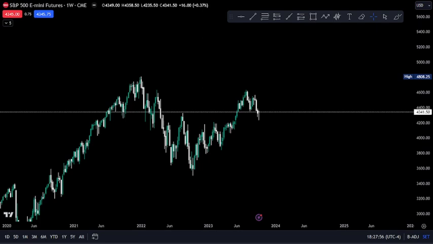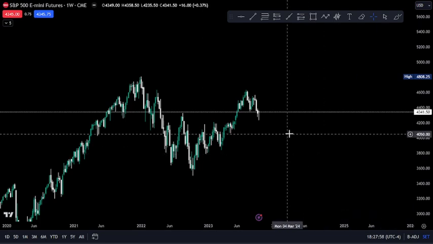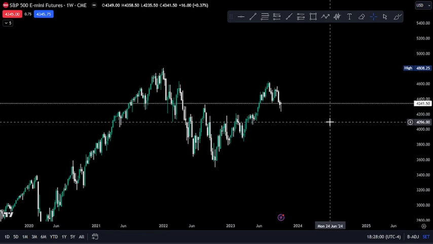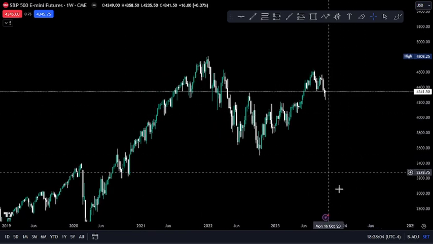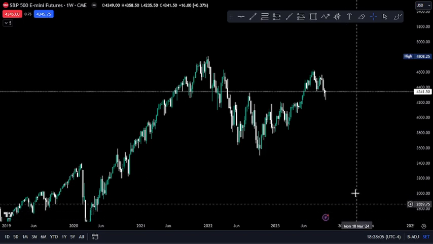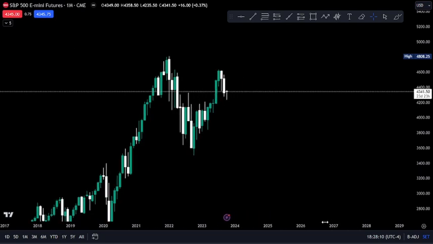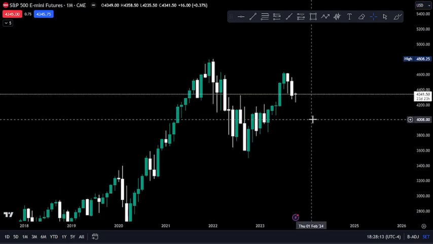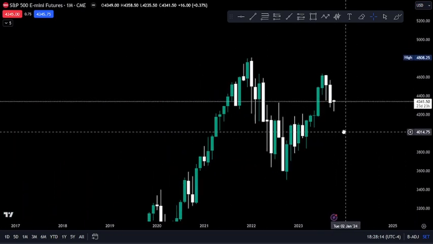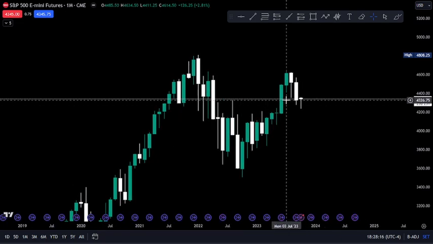Welcome back, traders. Going to do a weekly outlook for what I'm expecting in the week ahead on the S&P 500 E-mini futures. So let's start off with a monthly chart actually to start with. So we're into a new month here in October. And it started pretty well actually.